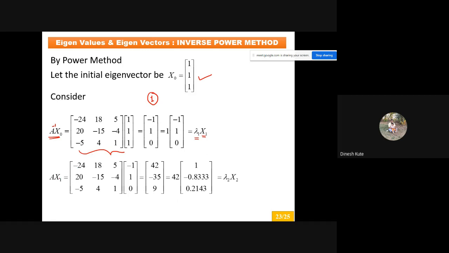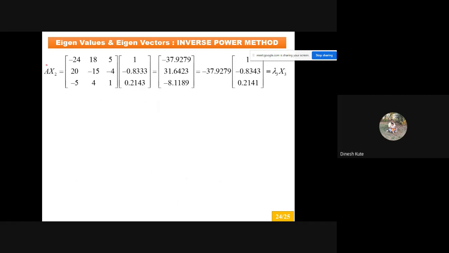Now again A inverse times x1. So this A inverse is multiplied by minus 1, 1, 0. You can perform this calculation on the calculator. You will get this. Now the largest eigenvalue is 42. So just take that number outside. In the bracket you will get 1, minus 0.8333, 0.2142. This is my lambda 2 and x2. Here you can check the difference is large now, minus 1, 1, 1 and this. So you can't stop this method here.